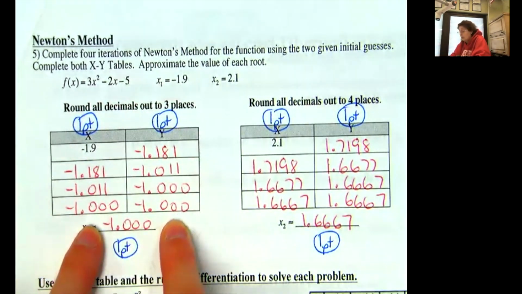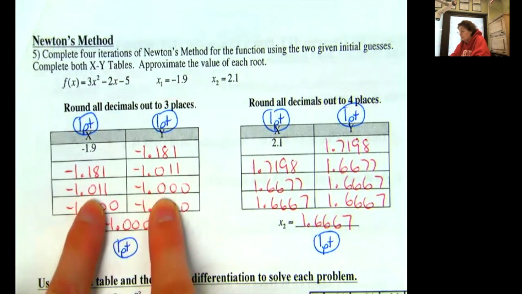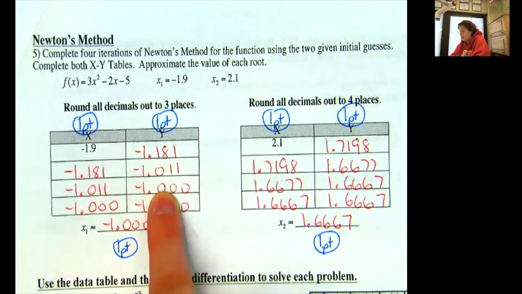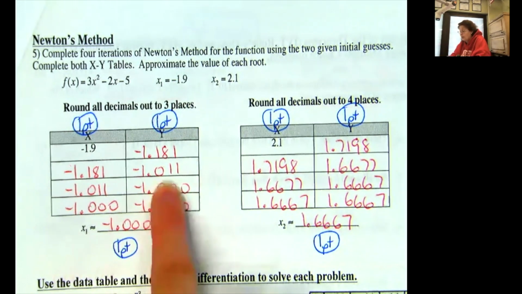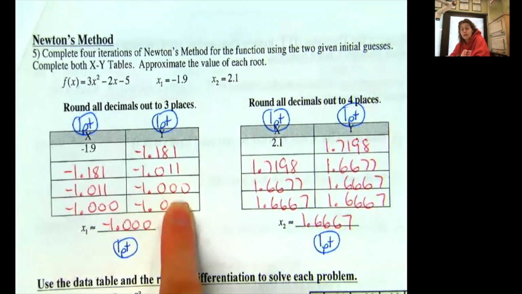But as you can see from this table, it started at negative 1.8, goes to negative 1.011, and then finally goes down to 1. So when it starts to level off and you keep getting that same decimal over and over, then you have hit the root.